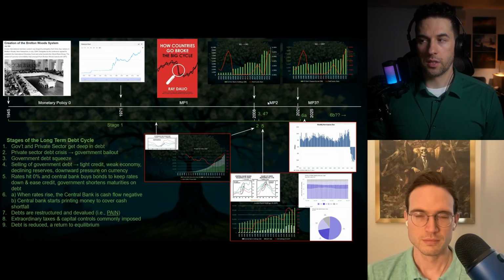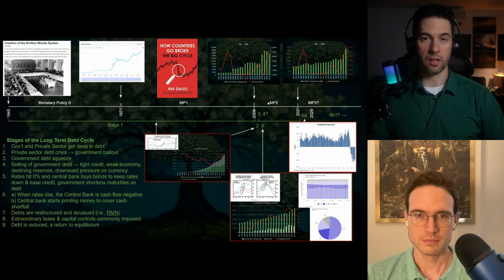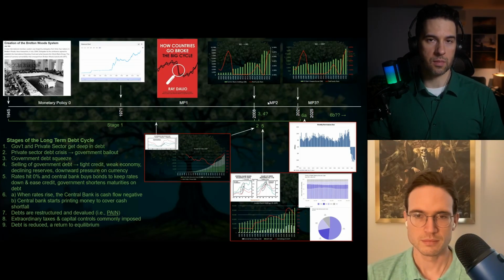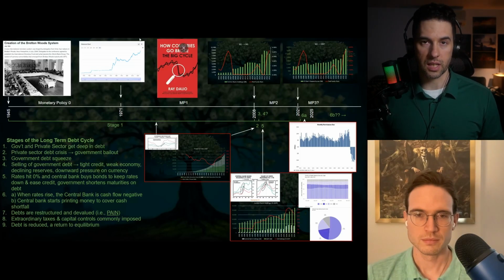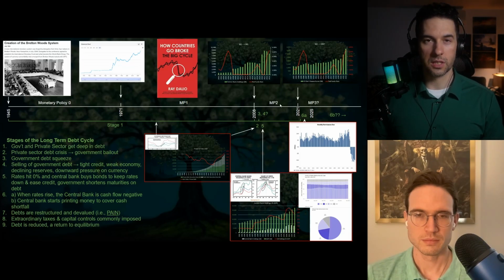Then he says monetary policy 2 is really defined by when the central bank wants to stimulate the economy, they can't just do it with interest rates. That one dropped to 0, and they have to start buying a whole bunch of bonds. They have to actively get into the market and conduct quantitative easing. That's monetary policy 2.